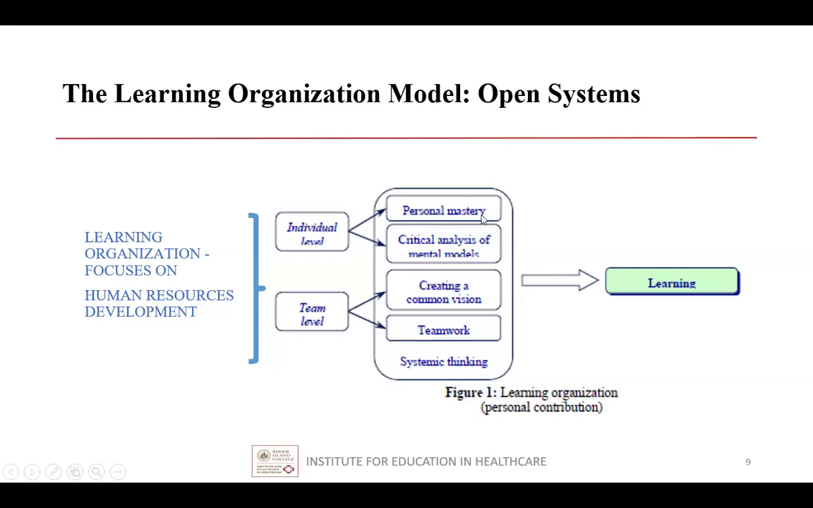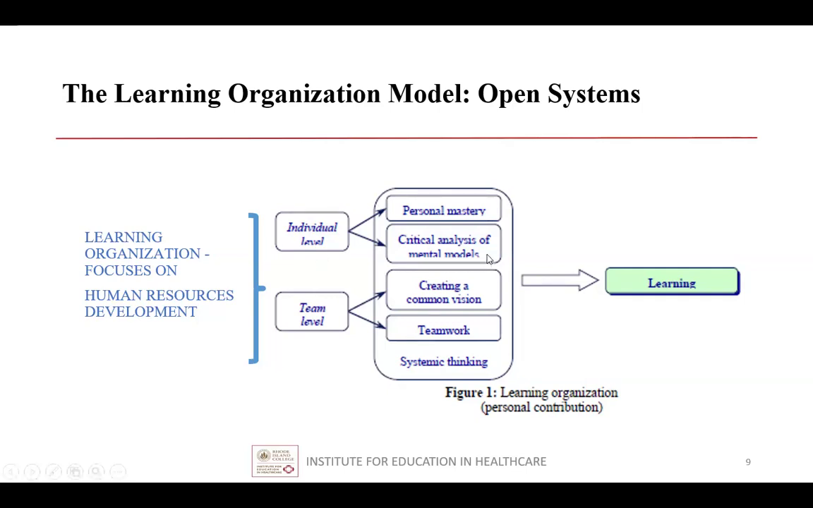First, personal mastery is the development of the capacity to accomplish personal goals. Learning organizations make this possible by creating an environment where employees can develop their own sense of vision and contribution.